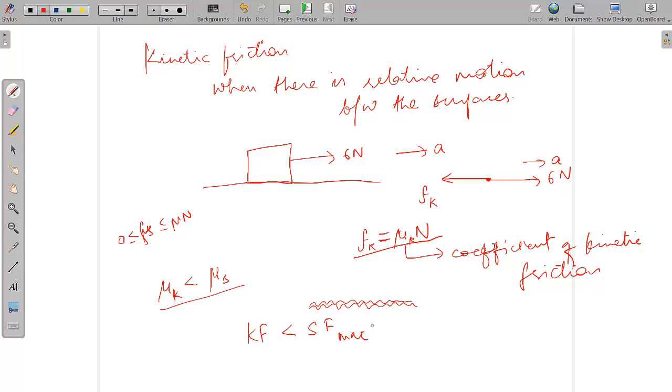Static basically means up to the point where the body is not moving, the static friction will be acting. Understood? You can try it: put a book on the table and try pushing it. Starting from zero, you can go on increasing the force. At one point, the book will start sliding. That means up to that point, static friction was acting, and after the book has just started sliding, the kinetic friction starts acting.